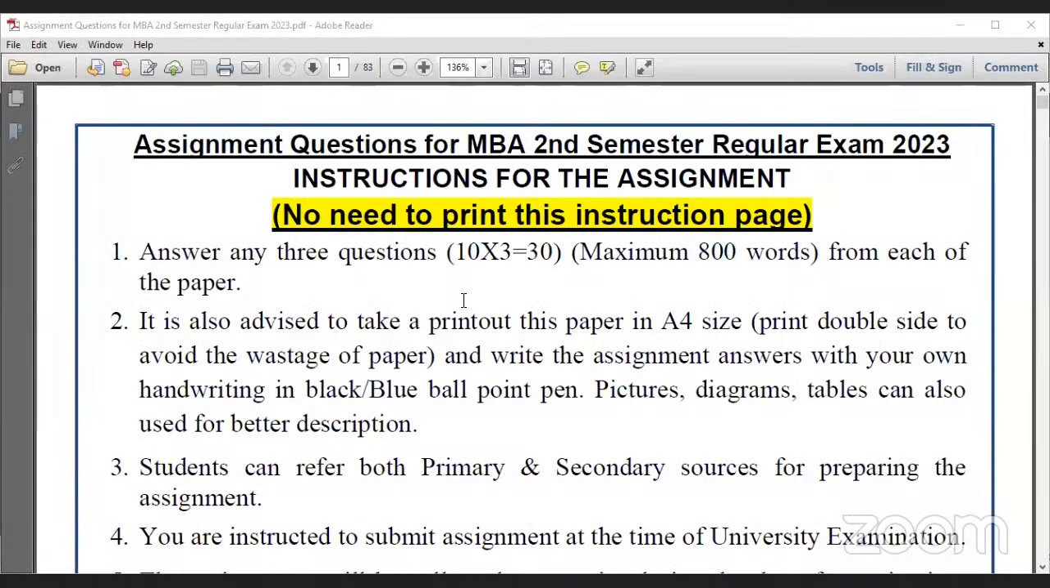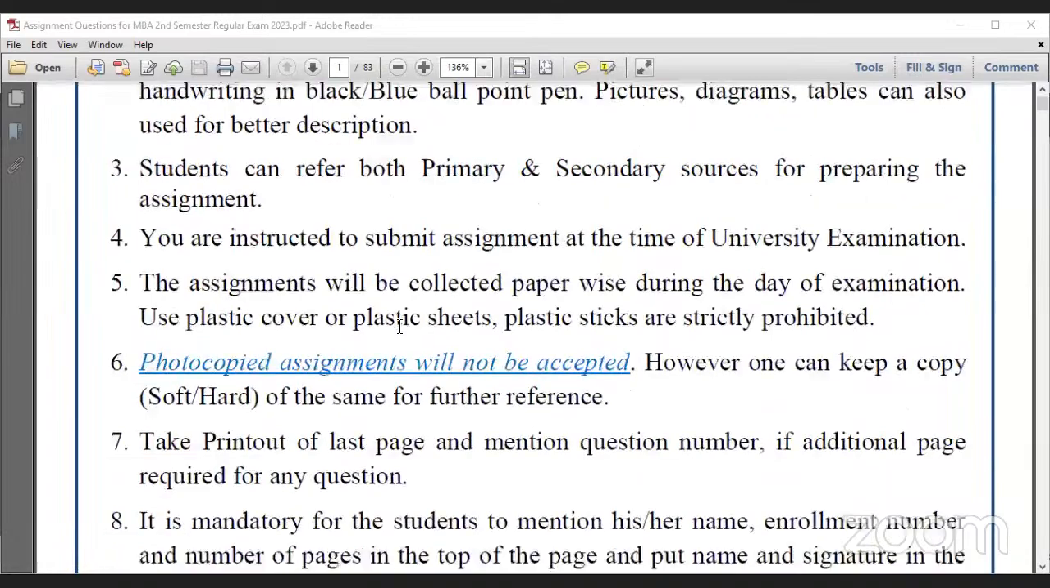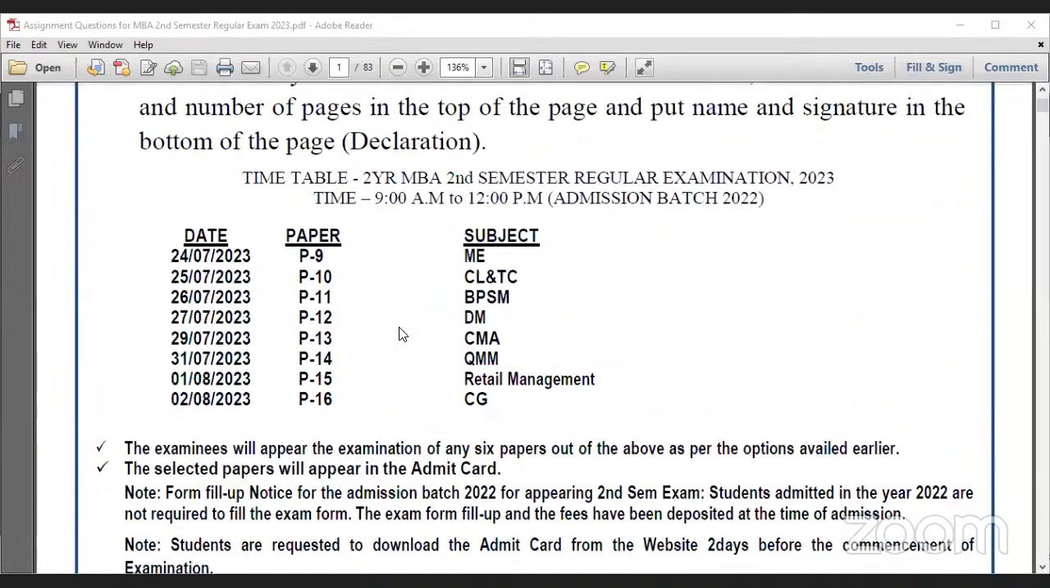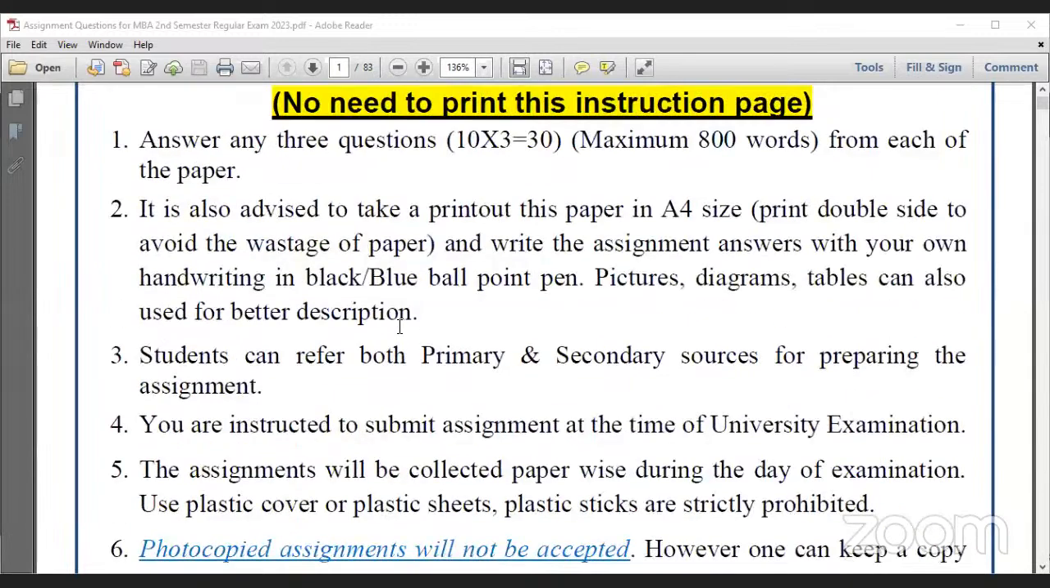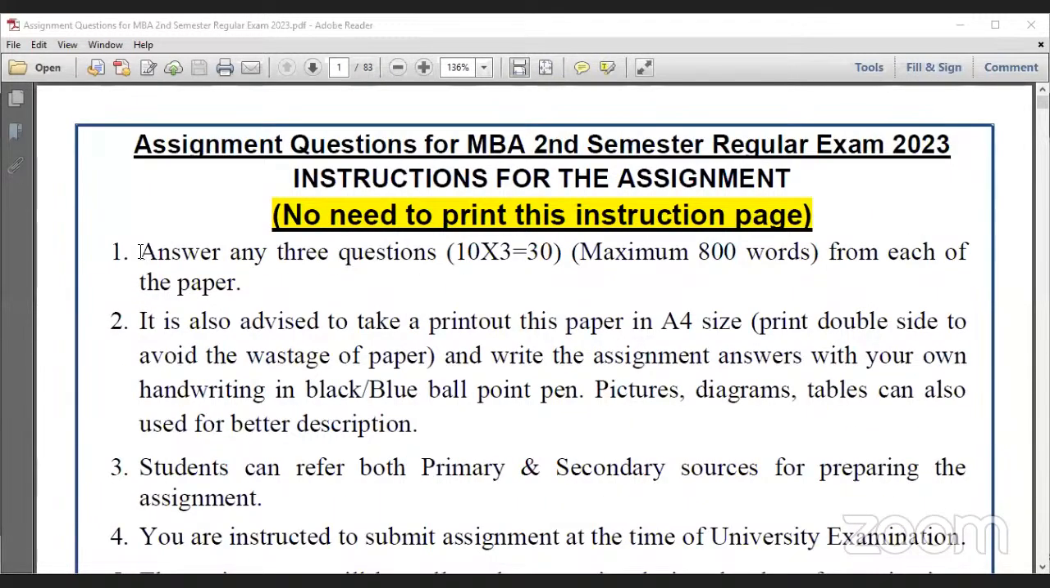Okay. Is it visible to all? Yes, sir. Answer in 3 questions, about 800 words. What is the time limit? There is no time limit for the assignment.